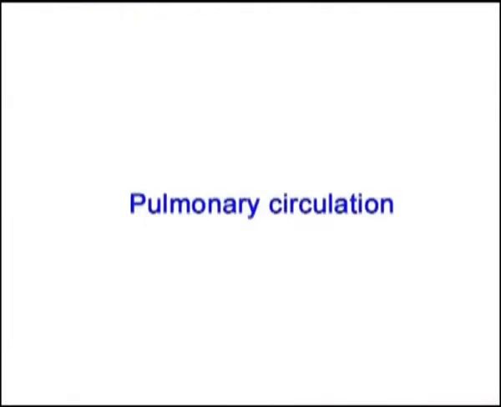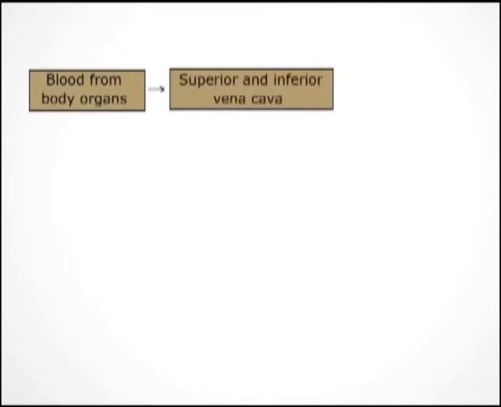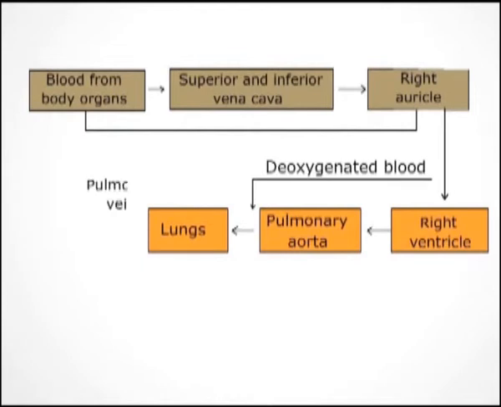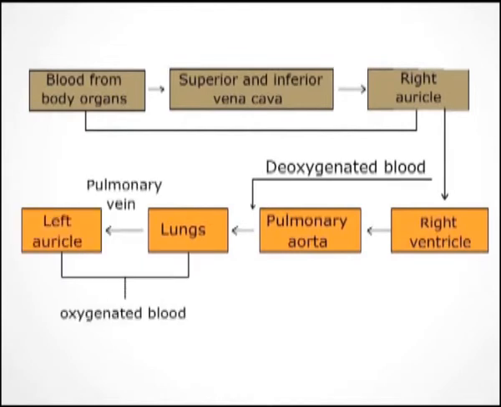Pulmonary circulation. Blood from body organs except lungs, through the superior and inferior vena cava veins, enters the right auricle, from the right auricle to the right ventricle, to the pulmonary trunk, to the lungs, from the lungs to the pulmonary vein, and from the pulmonary vein to the left auricle.